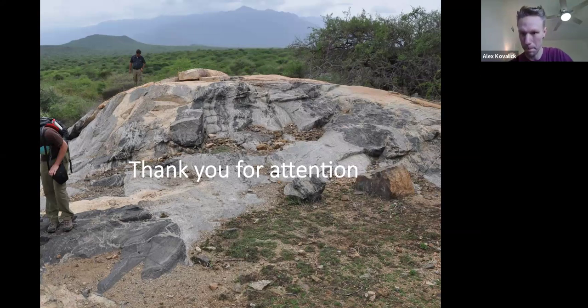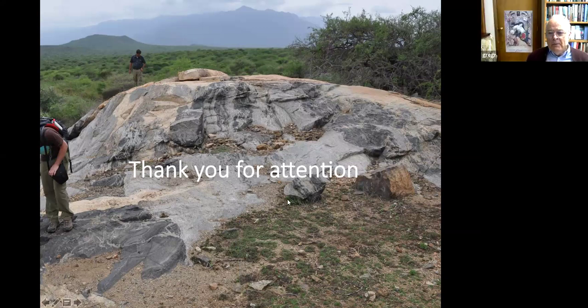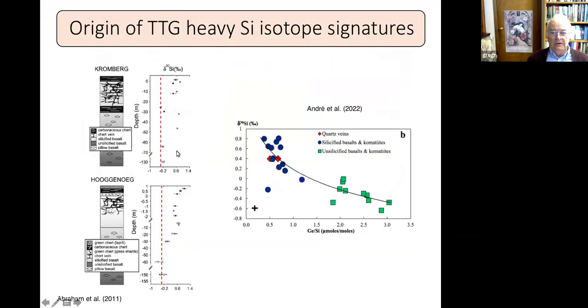Greg Vitalik, go ahead. Yeah, that was really interesting. I have maybe a bit of an ancillary interest, but you did talk about the decline of delta 30 Si in soils, but you also showed an enrichment of germanium to silicon ratios on a molar basis. Yes, that one.